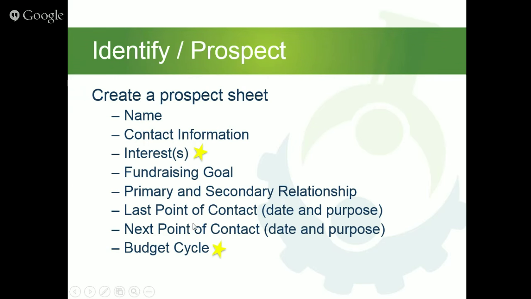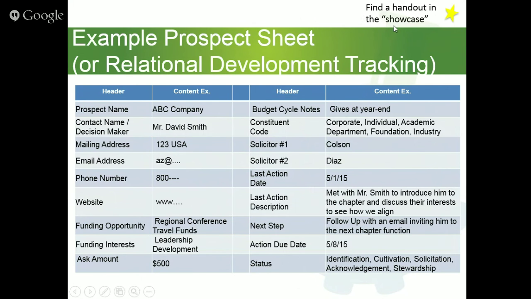On this slide, you'll also find that we have another handout in the showcase. This handout is titled RDT, and the RDT stands for Relational Development Tracking. It's a spreadsheet that I used when I was a major gifts officer with a team of 2 other fundraisers to track information and communication with current and prospective donors. I modified it a little bit. It's there for you in the showcase. This is going to be part of what we're tasking you with as well, to leave from this webinar with something active to work on.